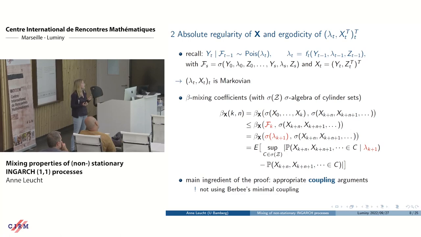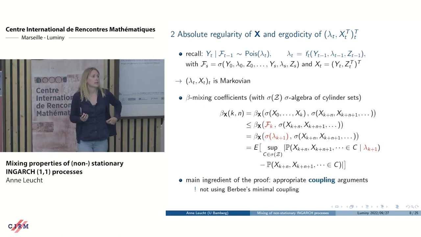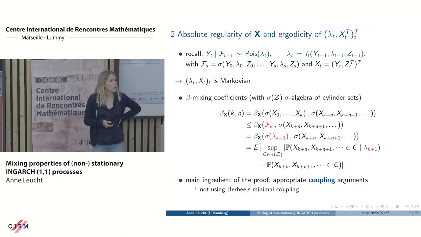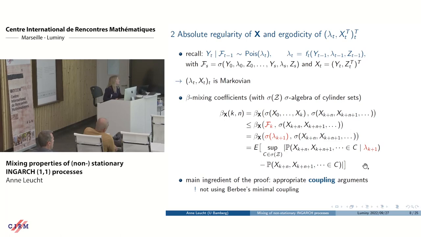And then at this point, you can use this Markovian structure going back from this rich sigma algebra F_k to the sigma algebra which is generated by lambda_{k+1}. So basically, what we have to consider is this quantity here in the last line, this expectation of the total variation distance between the measure of the future behavior of the process given lambda_{k+1}, compared to the unconditional distribution.